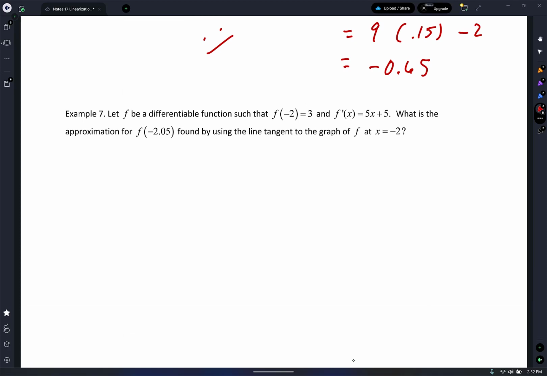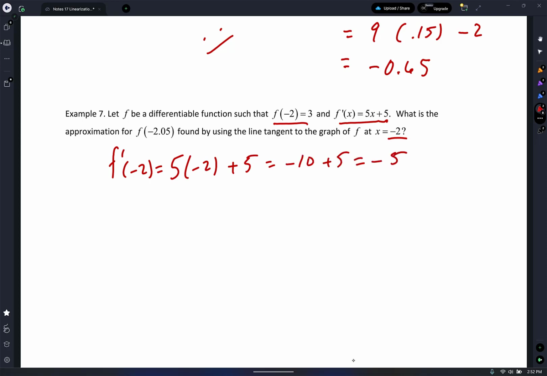Let f be a differentiable function such that I got my point, and my derivative is that. What is the approximation of f of negative 2.05 using the line tangent to the graph of f at x equals negative 2? So I have my point. Now I got to find the slope at negative 2. So here we go. f prime of negative 2 equals 5 times negative 2 plus 5. So that's negative 10 plus 5. So I see negative 5. Have I made any mistakes? Okay. y minus 3 equals negative 5, parenthesis, x plus 2. I think we're still in the clear.